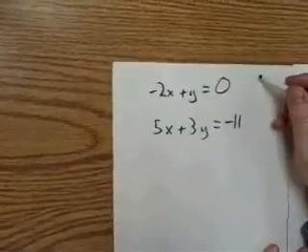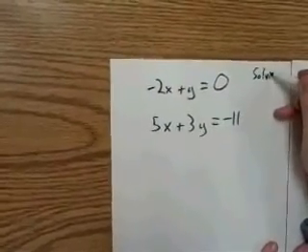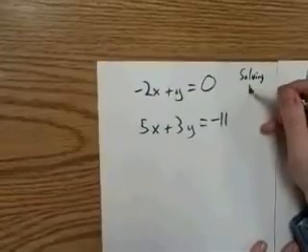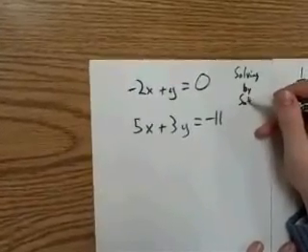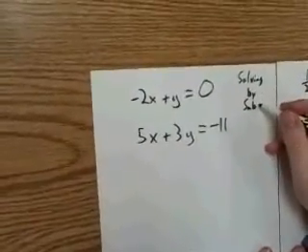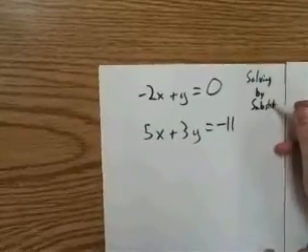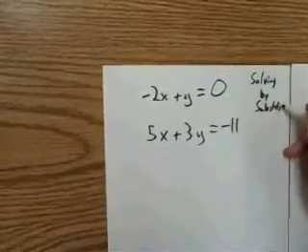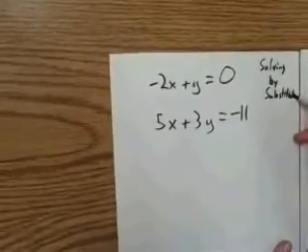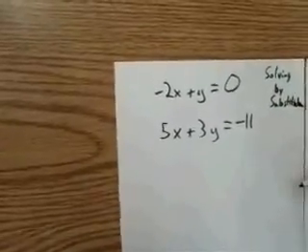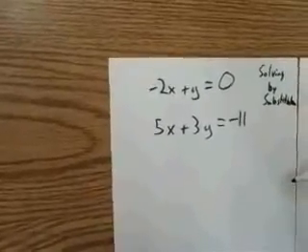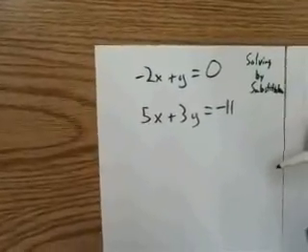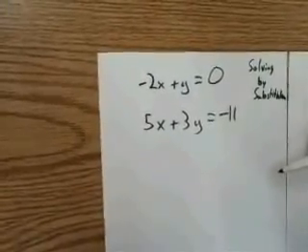Today what we're talking about is solving systems of equations by substitution. We have specific steps that we're going to follow, and we're going to go through those every time. So when we're solving by substitution, step one every single time is we have to solve at least one of the equations for one variable.